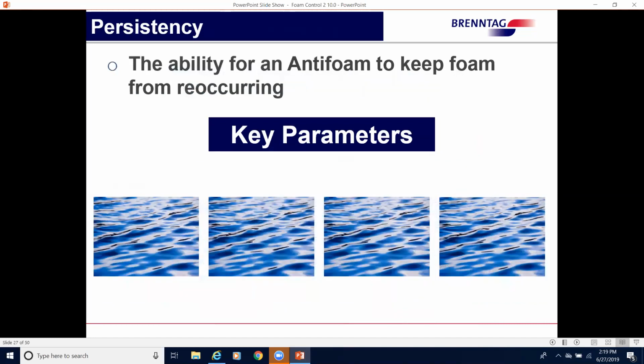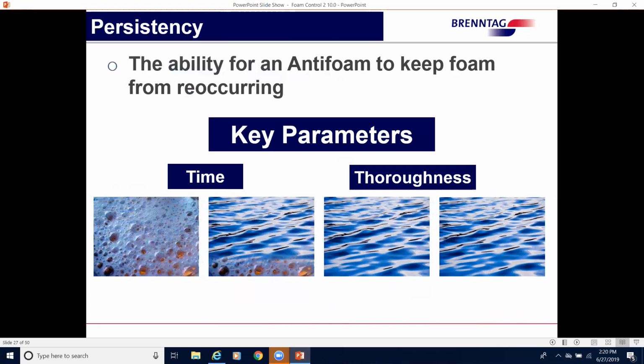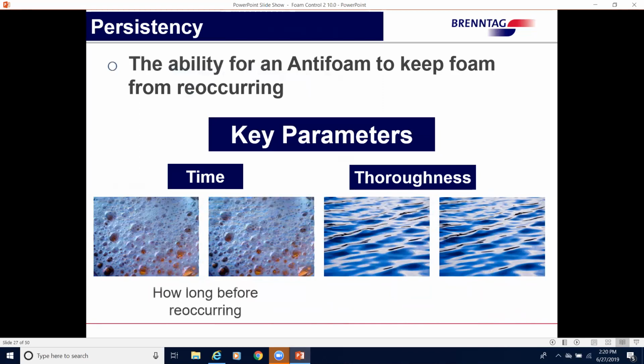Persistency refers to the ability of an anti-foam to keep foam from reoccurring. The two key parameters here are time and thoroughness. When we're thinking about time: how fast does the foam come back? Is it coming back quickly or slowly? And how long before it reoccurs? When we're talking about thoroughness: is it maintaining all or just some of the foam?